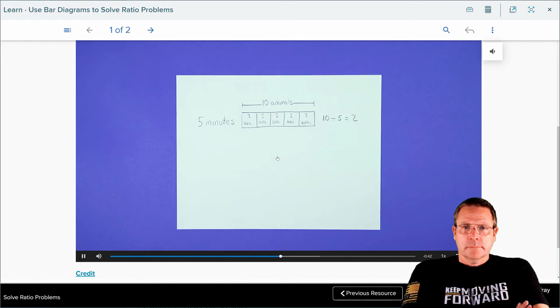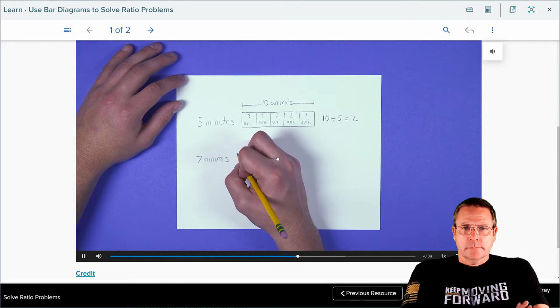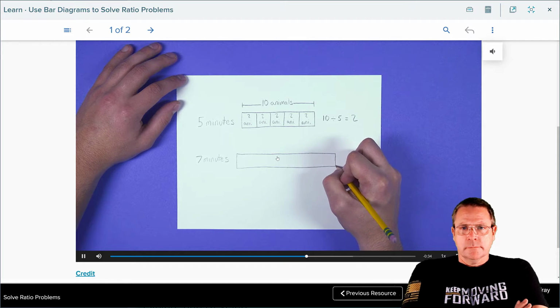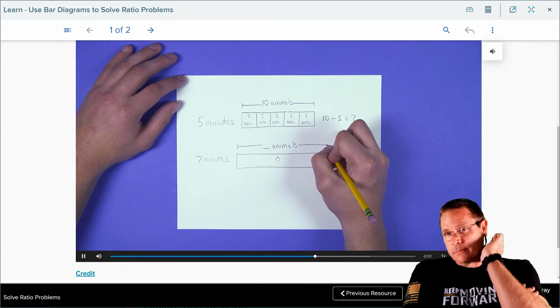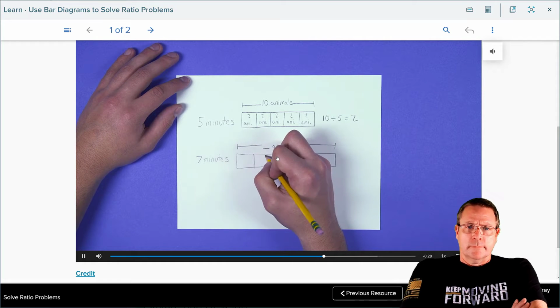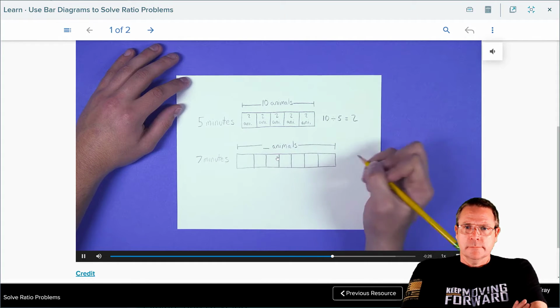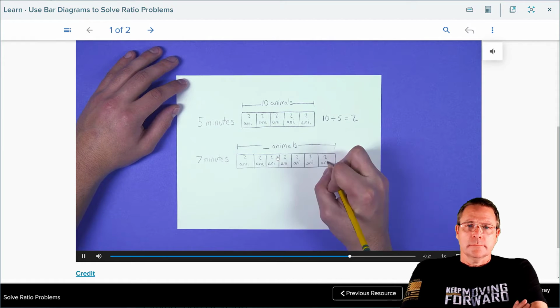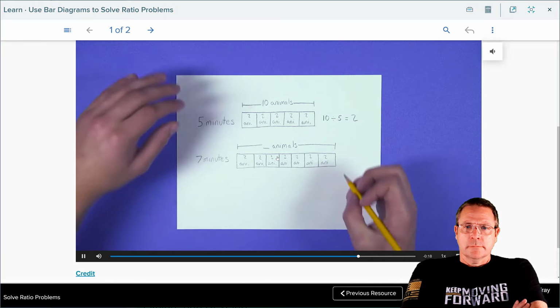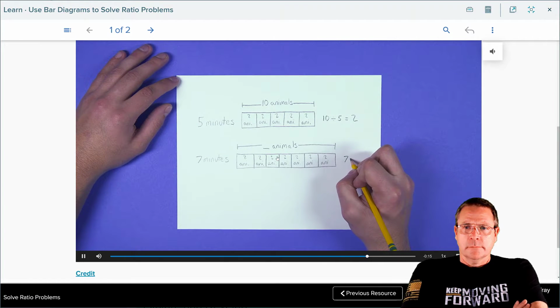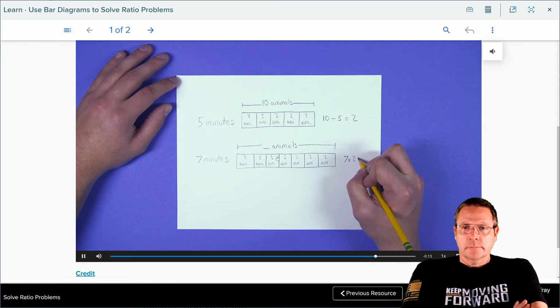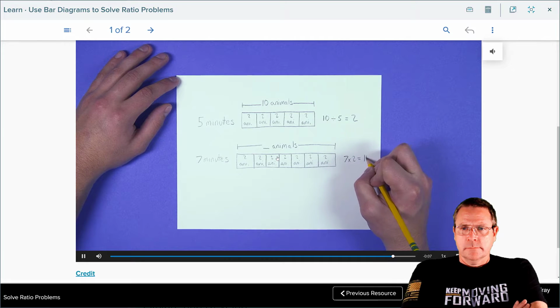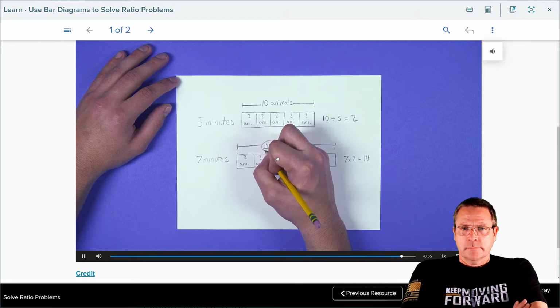Now you need to figure out how many balloon animals he can make in 7 minutes. Draw a bar to represent 7 minutes. Label the bar with blank animals. Divide the bar into 7 equal sections to represent 7 minutes. Since the unit rate is the same, label each section with 2 animals. Multiply the number of sections, 7, by the value of each section, 2, to determine the number of balloon animals Enrique can make in 7 minutes. Since 7 times 2 is 14, Enrique can make 14 animals in 7 minutes.